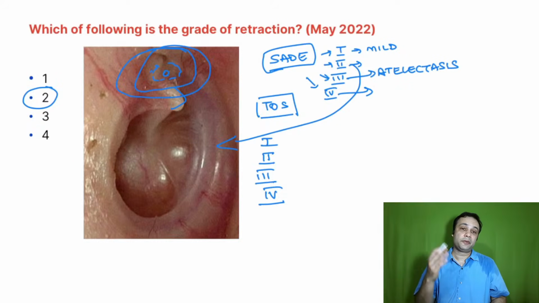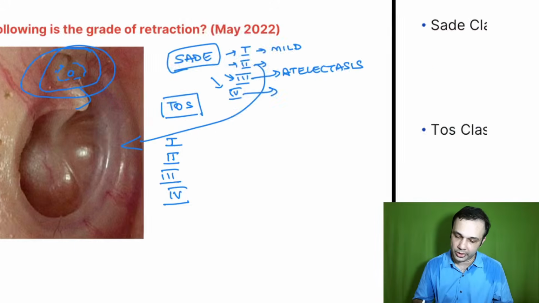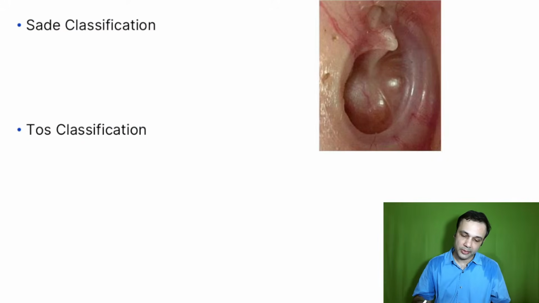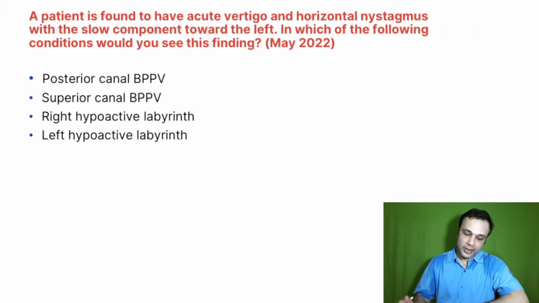Right. TOS classification, 1 is a small dimple, 2 is prominence of the neck of the malleus is seen through the retraction. Grade 3 is limited outer attic wall erosion. Grade 4 is significant outer attic wall erosion. Right, so this is what I mentioned. Now let's come to this.